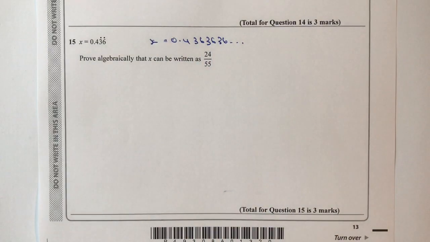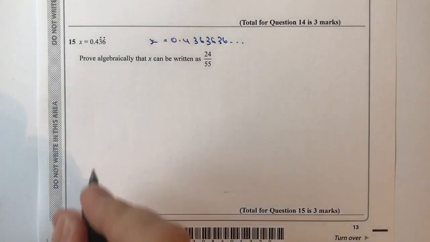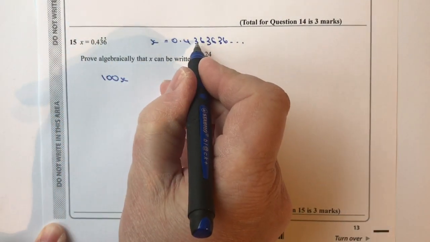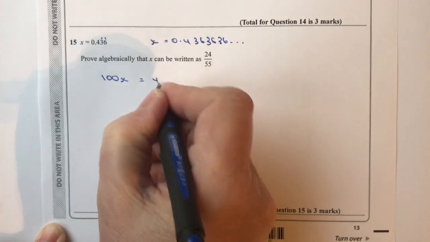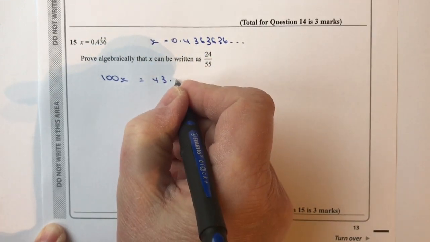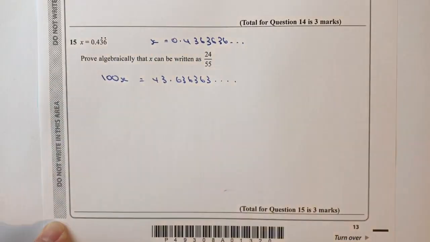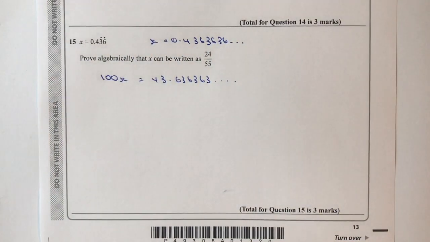The way I'm going to do that is I'm going to say, well, if x is that, then it does follow that 100x, if I move the decimal point 2 places, is going to be equal to 43.636363 and so on. So I've now got two values. I've got 100x equals that, and I've got x equals that.